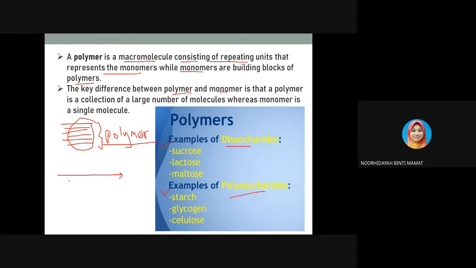When you are talking about organic molecules, they must contain carbon, so don't get confused about the terms that we learn. An example of a polymer is cellulose.